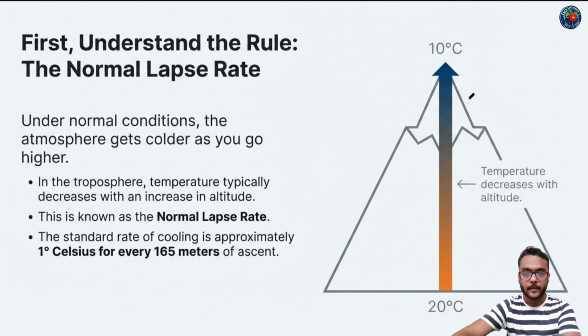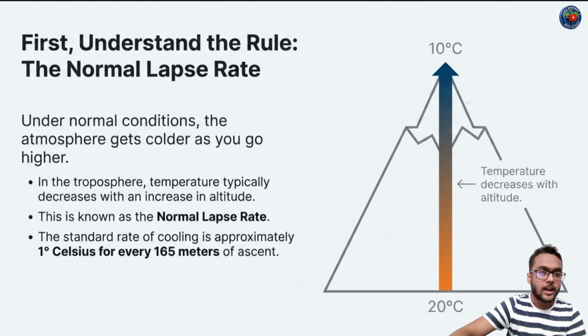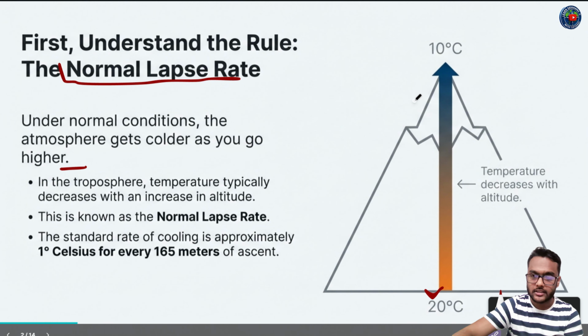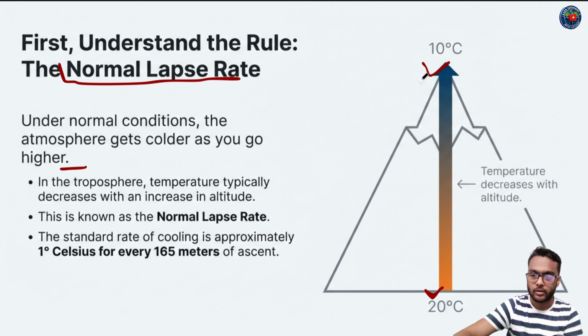Okay. After getting more depth in our concept, we have to learn about the normal lapse rate. Okay, what is normal lapse rate? Under normal conditions, the atmosphere gets colder as you go higher. Okay, this is 20 degrees Celsius, and as we go upwards from the surface towards space, it will get less warm, that is 10 degrees Celsius. Okay, temperature decreases with altitude.